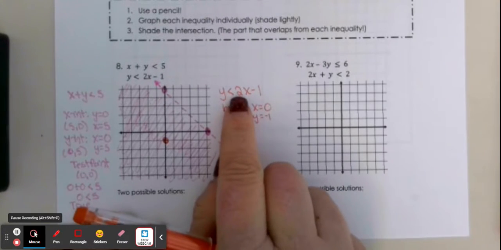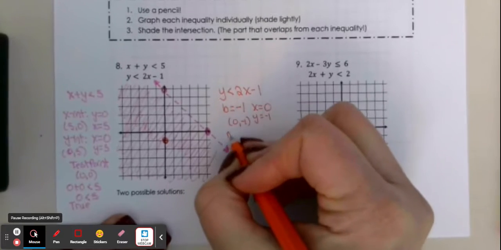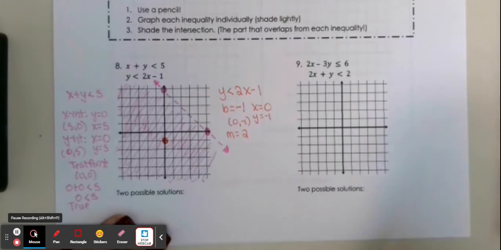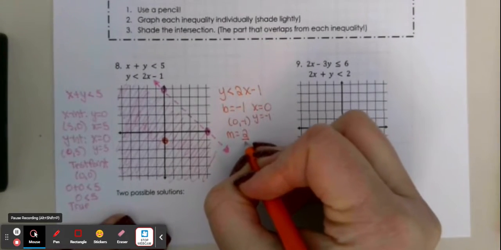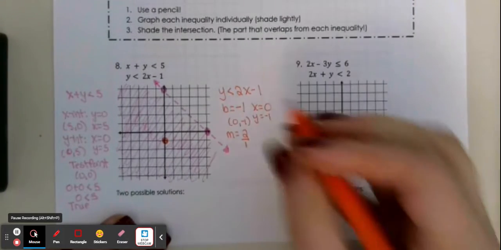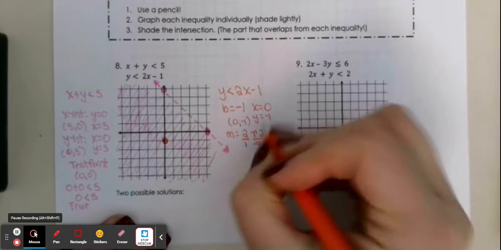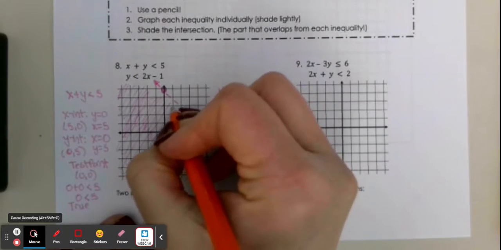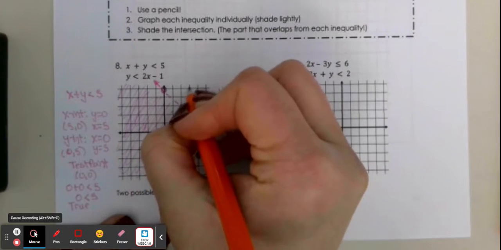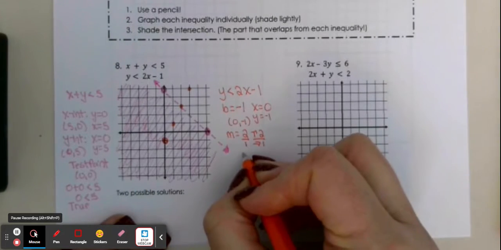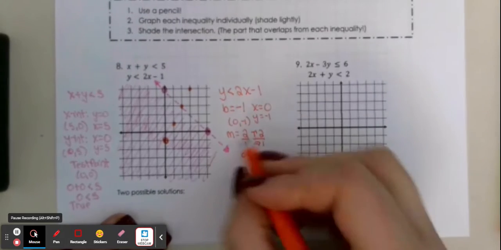Now I know that m, this 2, is my slope. And I also know that slope is the change in y over the change in x. So I'm going to make this a fraction by putting a 1 under it. This tells me that I can go up 2, right 1, up 2, right 1, up 2, right 1, up 2, right 1.